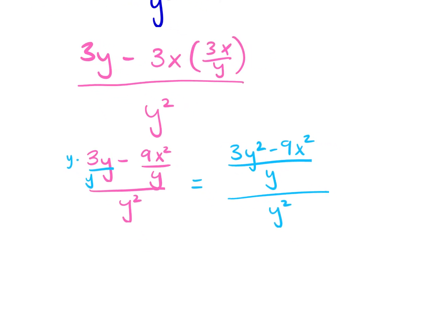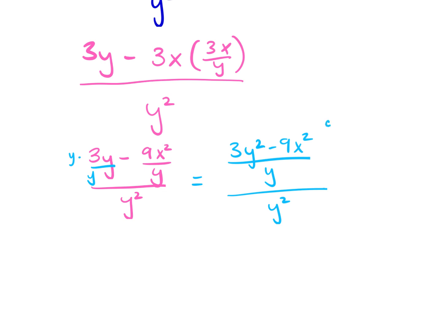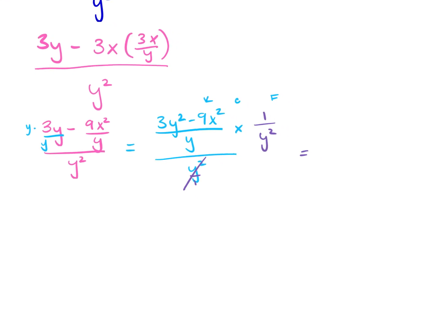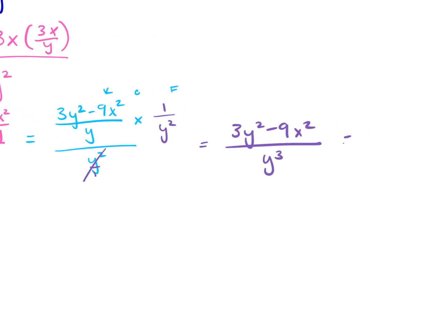Now that we have a fraction over a fraction, we can keep, change, flip. Keep the top, change to multiplication, and flip the bottom. Be careful when you flip the bottom. Y squared is like a whole number on the bottom, so it'd be over 1. When we flip it, it'd be 1 over y squared. So when we multiply these together, multiply the numerators together, we get 3y squared minus 9x squared over, what would our denominator be? Y to the third power. Perfect. So this would be our second derivative.